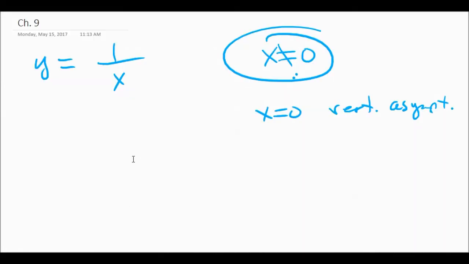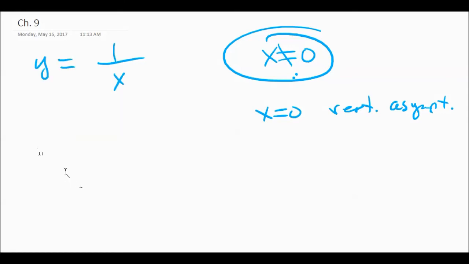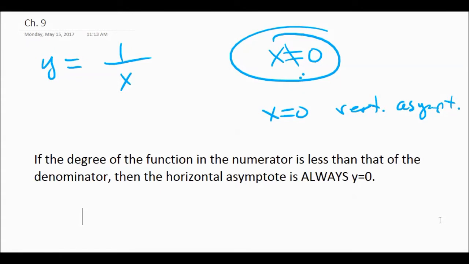and I'm just going to give you a couple hints for this. So, there's some text here. Let's make it black. Okay, so copy these down. You notice this is a little bit of a hint as far as horizontal asymptotes. If the degree of the function in the numerator is less than that of the denominator, then the horizontal asymptote is always y equals 0. So that's just a little bit of a shortcut.